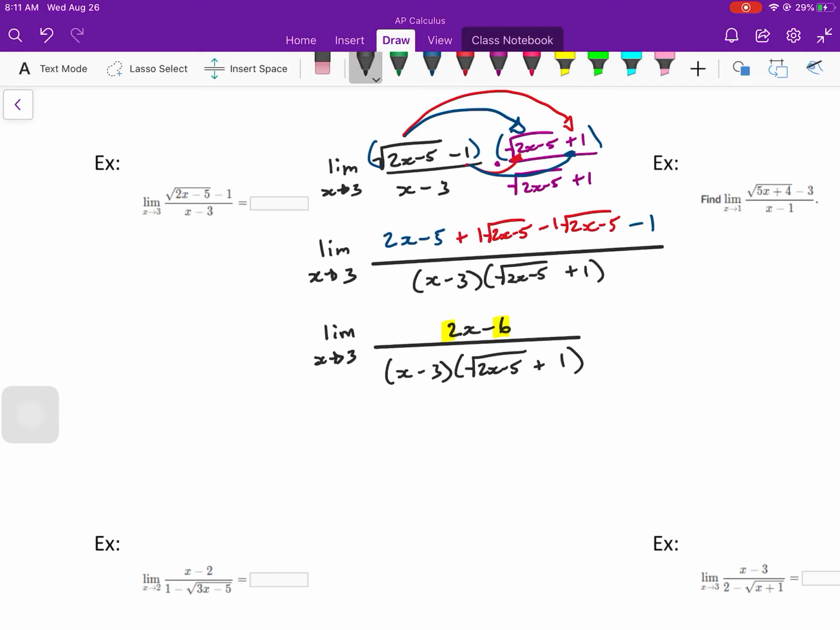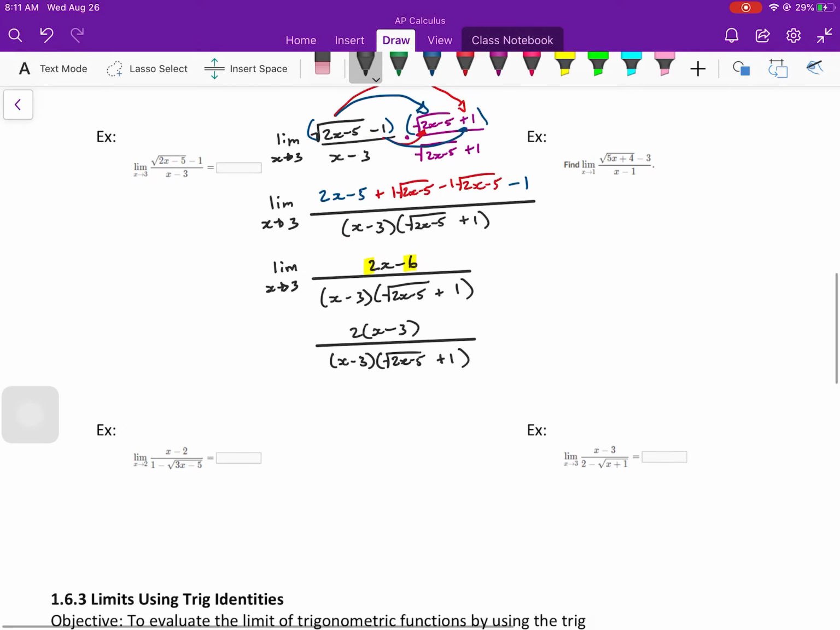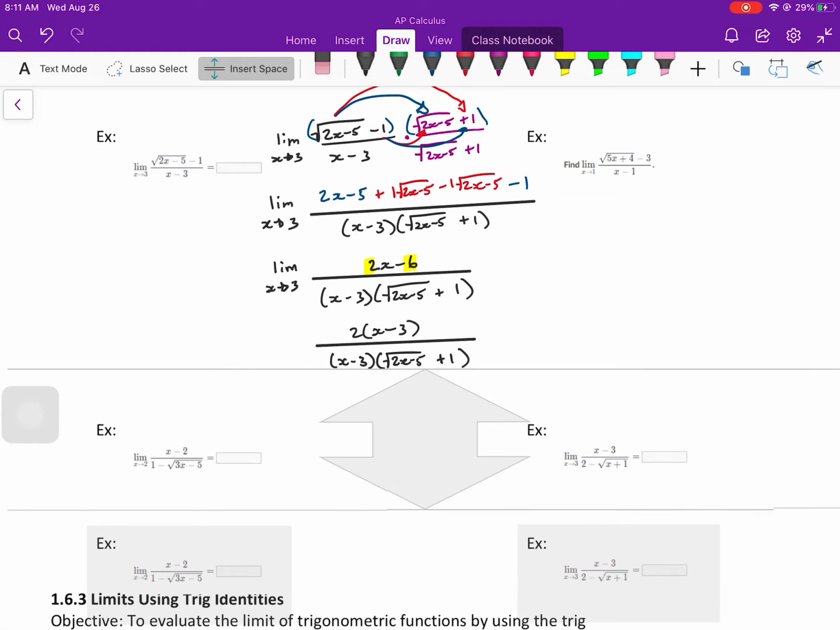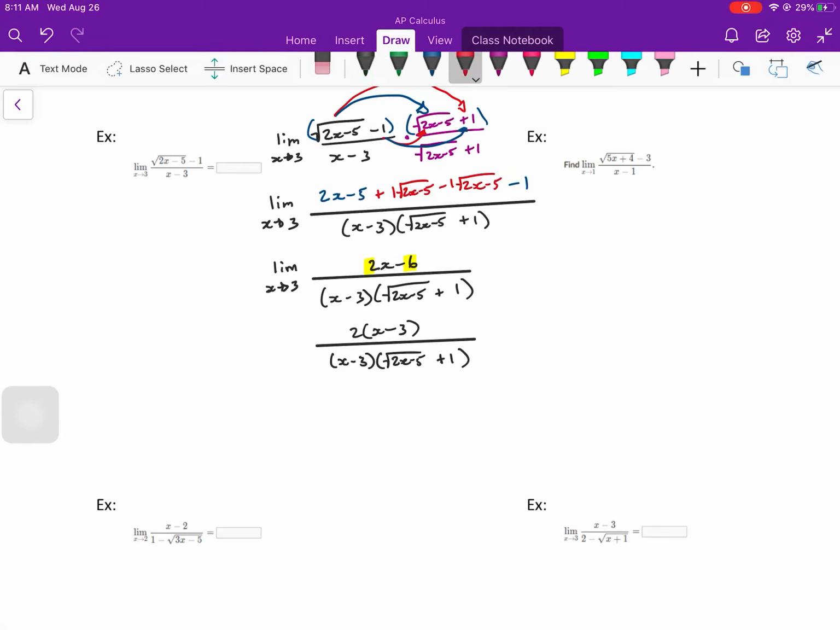Okay, now I'm looking at this, 2x and negative 6. I can factor out a 2, leaving me with x minus 3. And I stopped myself for a second there. Even though these x minus 3s are going to cancel out, I was thinking, hey, wasn't square root of 2x minus 5 plus 1 the thing that caused the 0 on the top? And no, it was square root of 2x minus 5 minus 1 that caused the 0 on the top. So this will be fine. This won't cause a 0 on the bottom.